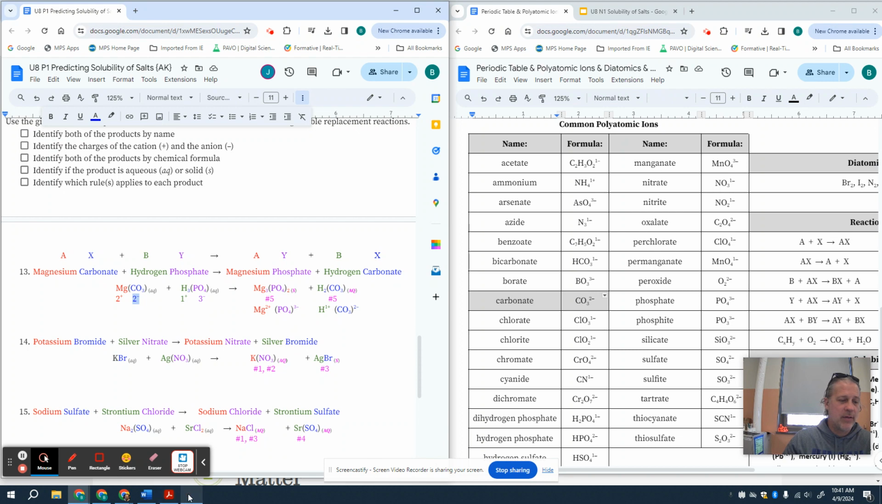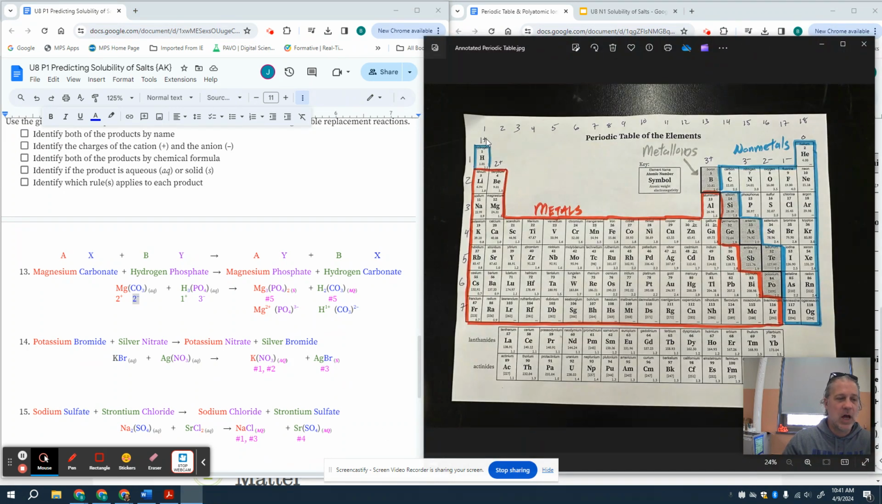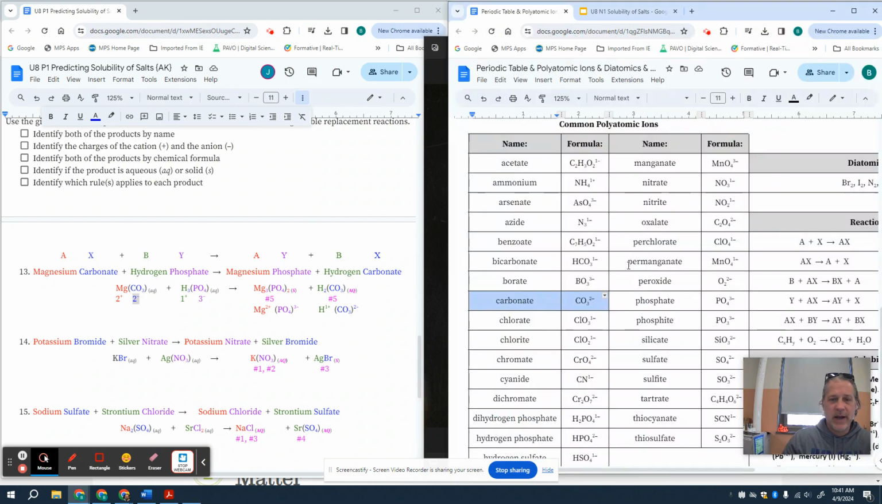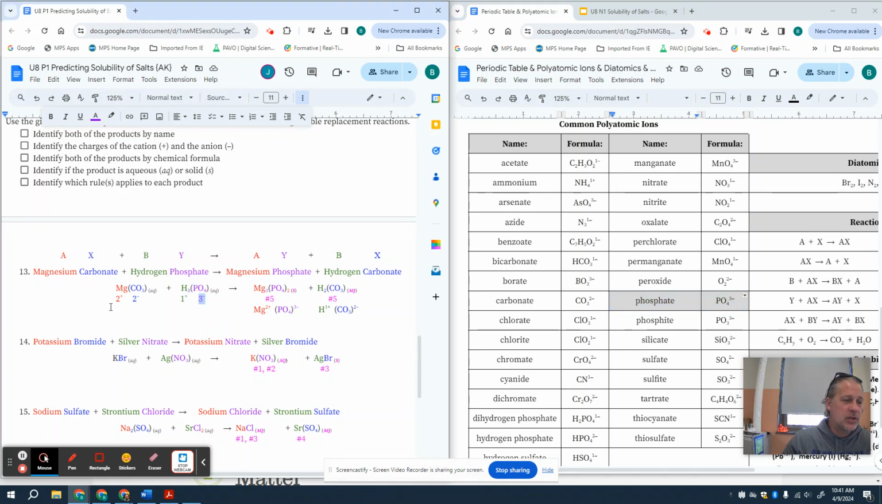Hydrogen, I found on the front side of my periodic table, right here in the first column, it's a +1. And then phosphate, nowhere to be found on the front side, so I went to the back side, and I find phosphate right here, which is PO4 -3. So this is a -3 charge. So again, if your charges are +2, -2, +1, -3 on the left side, those same charges have to be present on the right side. So for example, magnesium is a +2 and PO4 was a -3, just like they were on the left side. Hydrogen is a +1 and CO3 is a -2, just like it was on the left side.